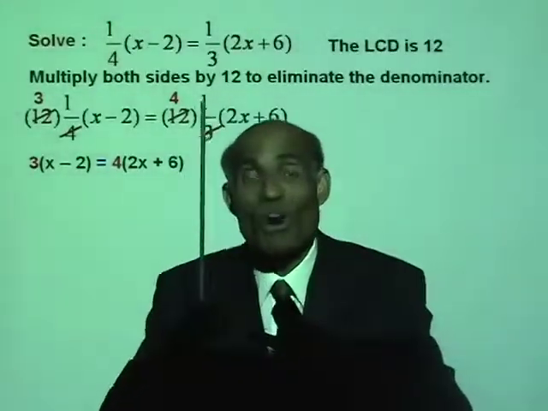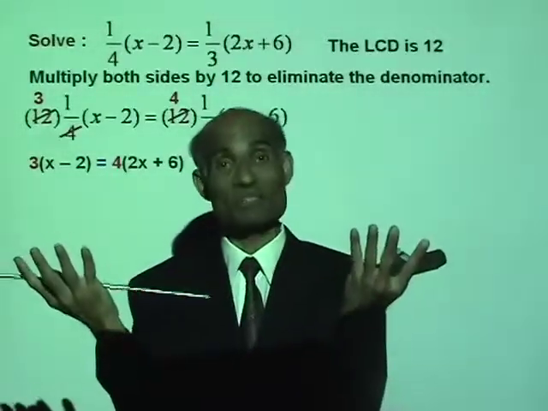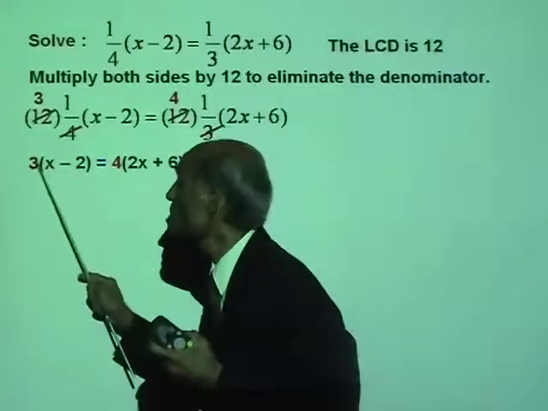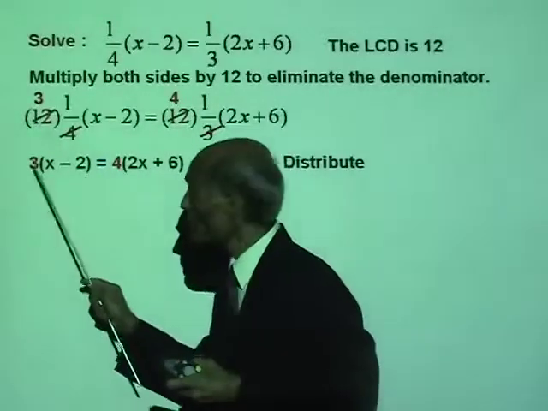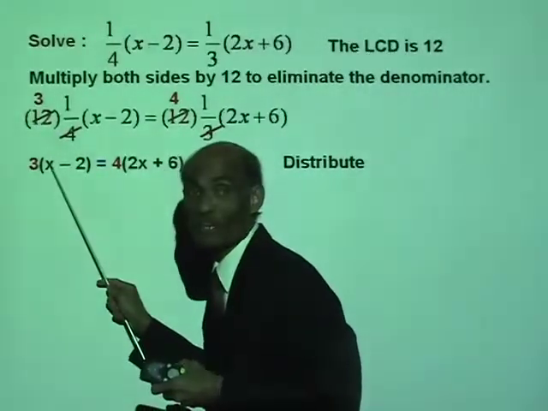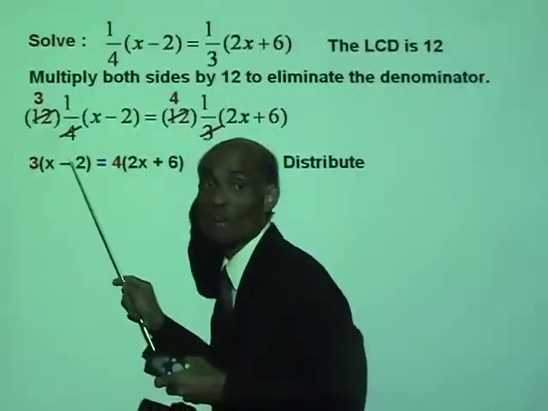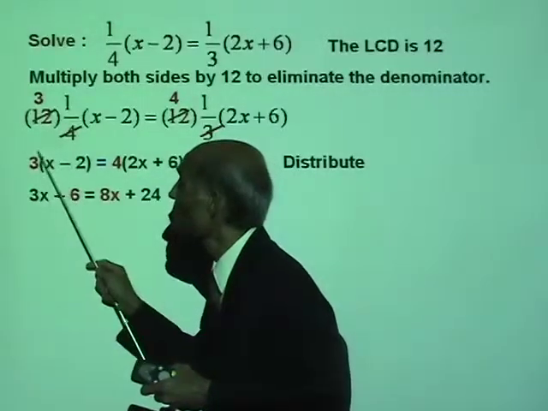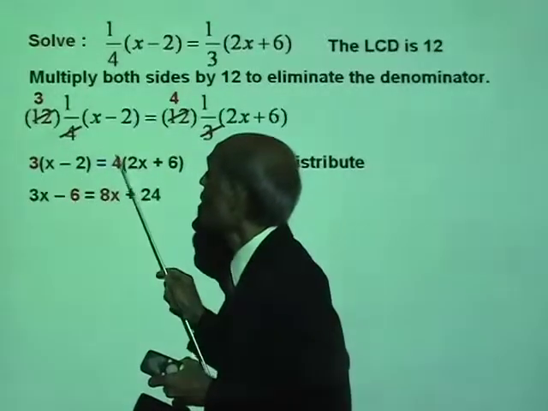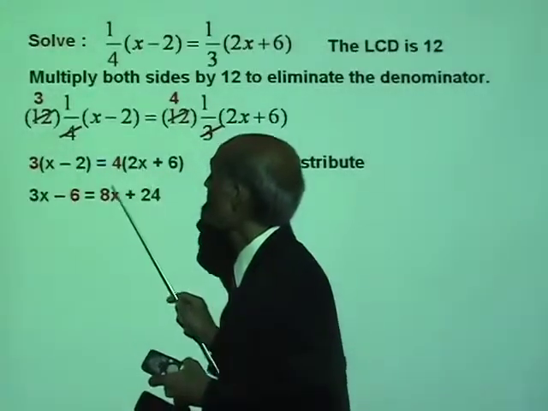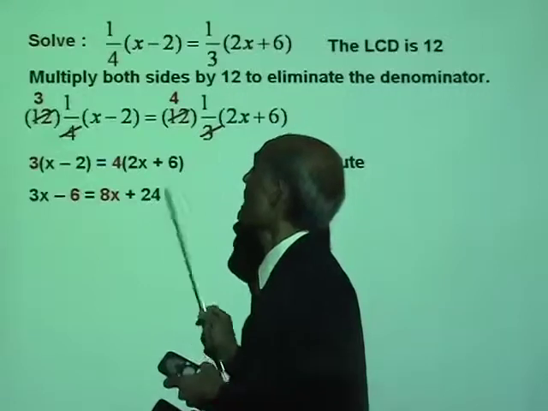You see how we got rid of the denominators? And now we are free to work without fractions. What next? Distribute the 3 on the left and the 4 on the right. Okay, 3 times x is 3x. 3 times negative 2, what's the sign? 3 times negative 2 is negative 6. That will be 3x minus 6 equal to 4 times 2x is 8x. And 4 times positive 6 is plus 24.